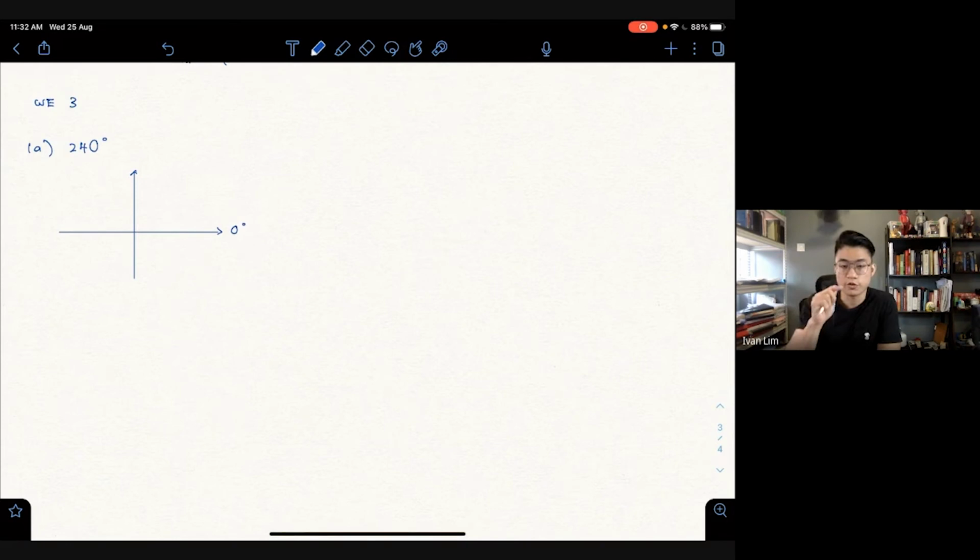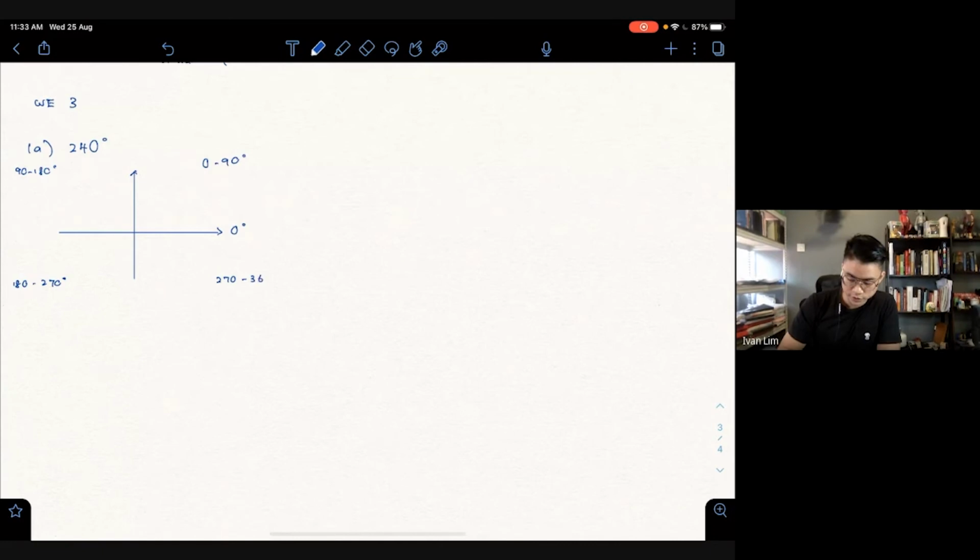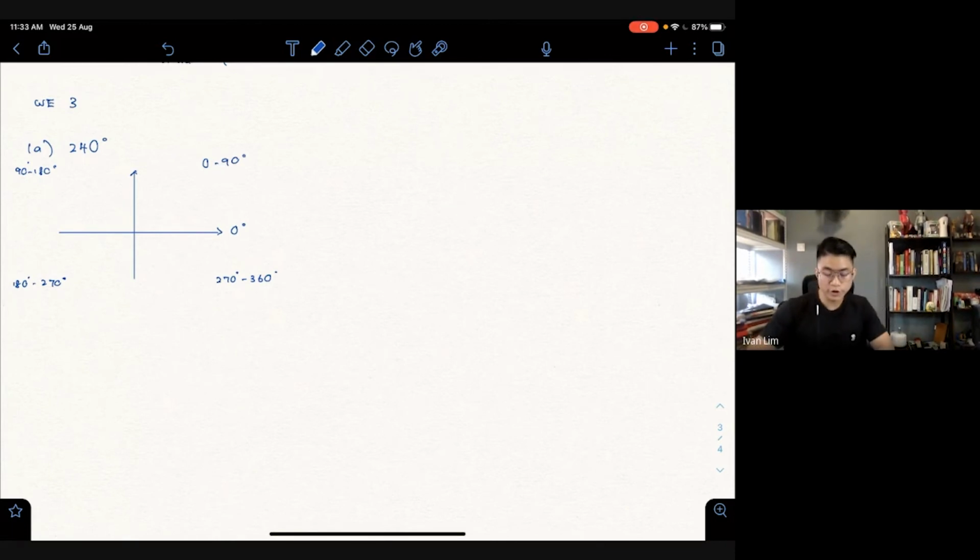So in which quadrant would 240 degrees fall? My first quadrant is from 0 to 90. My second quadrant is in between 90 to 180. Third quadrant, I just write this, 0 to 90, this is 90 to 180, this will be 180 to 270, and then here will be 270 to 360 degrees. So now look back at the question. 240 degrees, which quadrant would it fall in? Third quadrant, right?